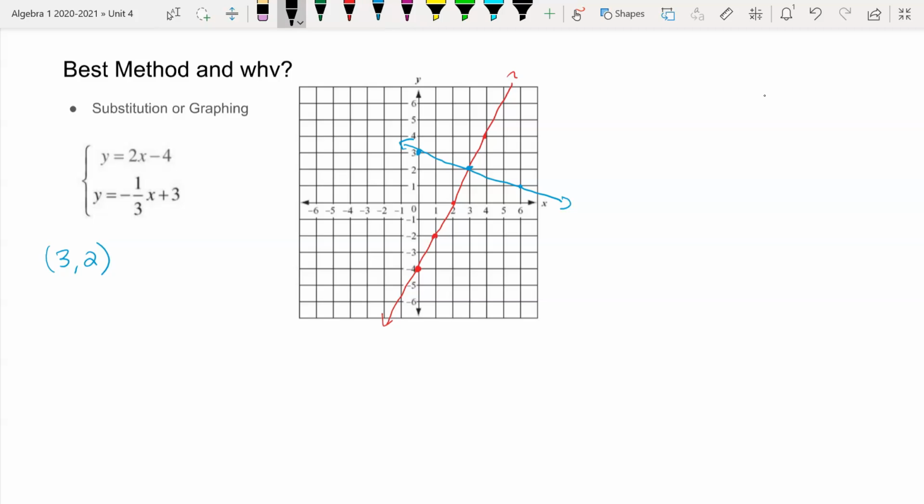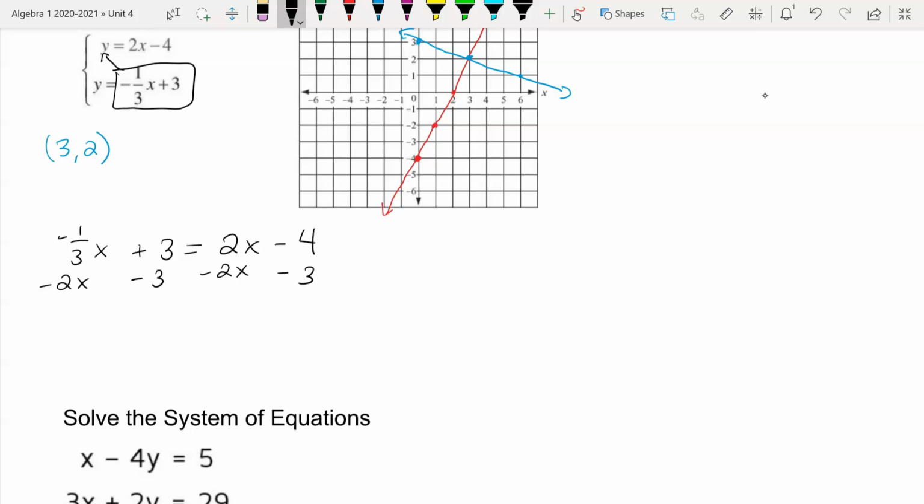But if I wanted to double check it, I could also use substitution. Some of you might have used that. So substitution, I would say, let's plug in this for this y. So I'm going to say negative 1/3 x plus 3 equals 2x minus 4. Well, I'm going to subtract 2x, subtract 3.